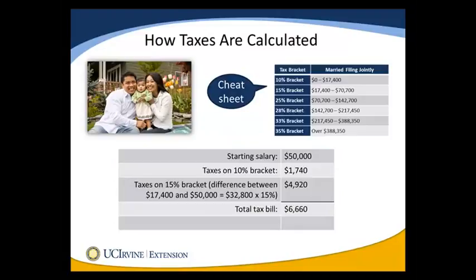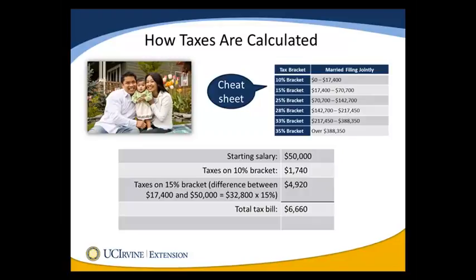So let's look at an example. Let's take a married couple with a taxable income of $50,000 per year. Remember, this is after deductions, exclusions, etc. This couple owes taxes at a rate of 10% on the first $17,400 of their income. This comes to $1,740. Now, let's move on to the next tax bracket.